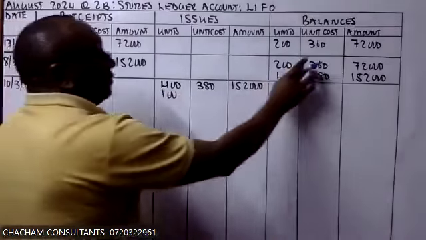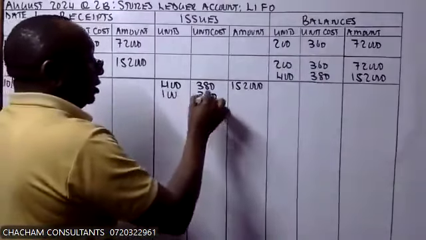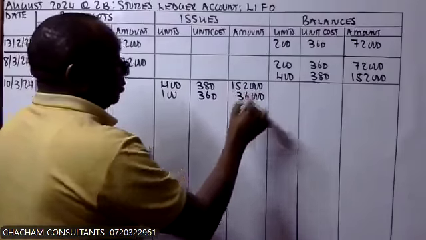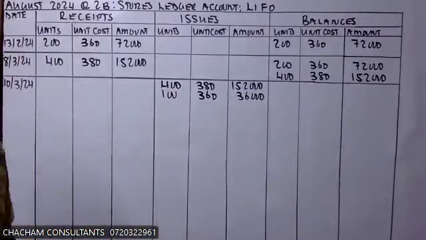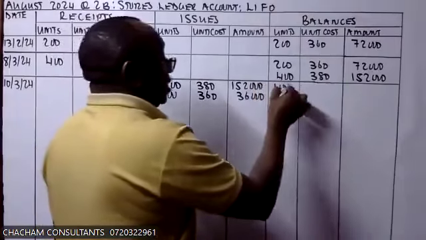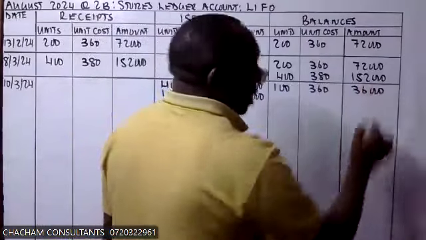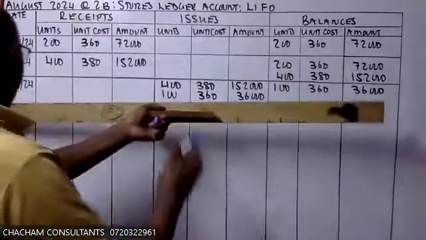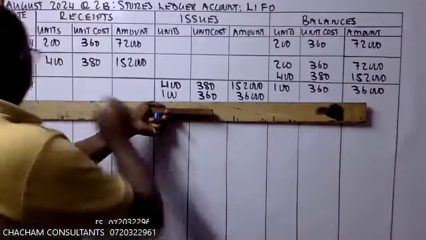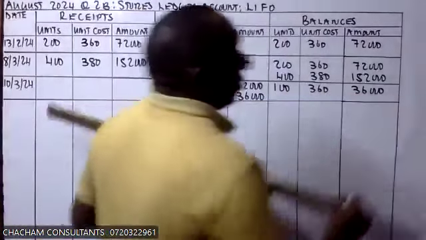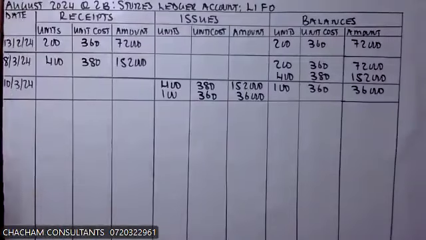So that 100 will come from here, 360. And that is 36,000. That is 6,000. So that now you are left with 100, 360, and we get that 6,000. That is what happened on that.